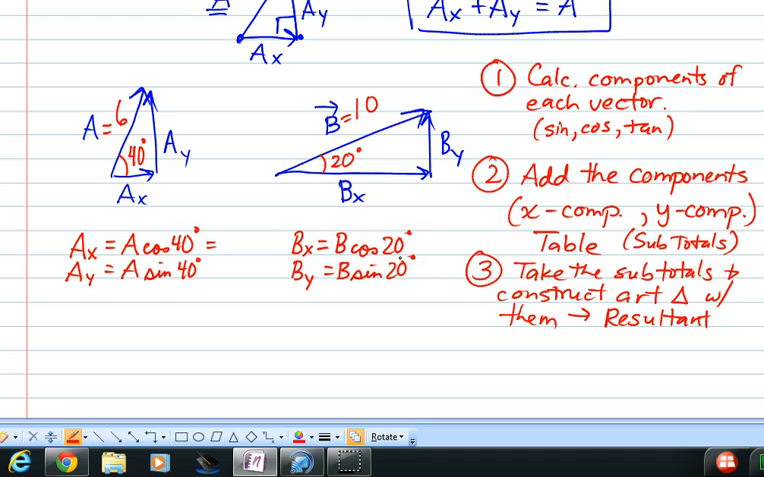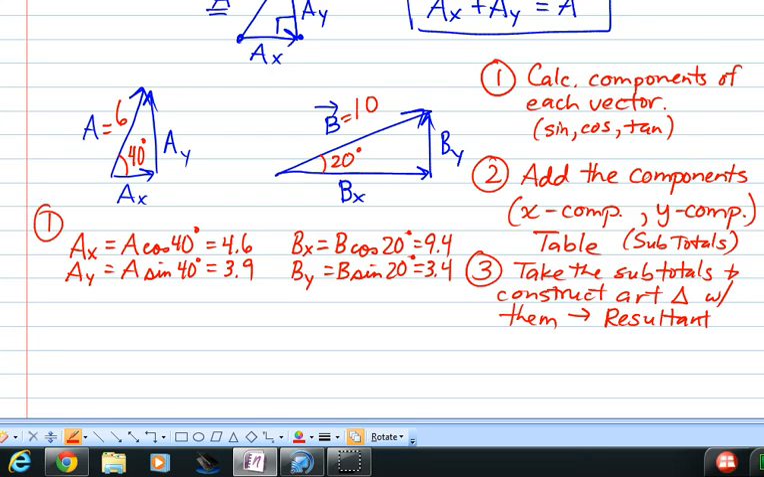And so in this case, we're going to have 4.6, and this one will be 3.9. The next one's going to be 9.4, and this last one is going to be 3.4. Okay, so that's step 1, finding the components.